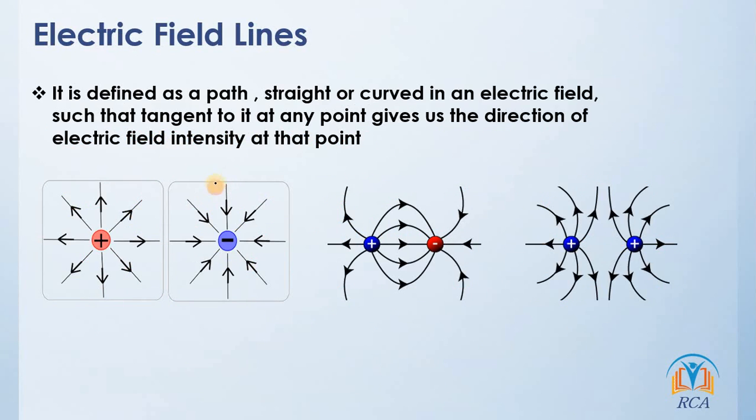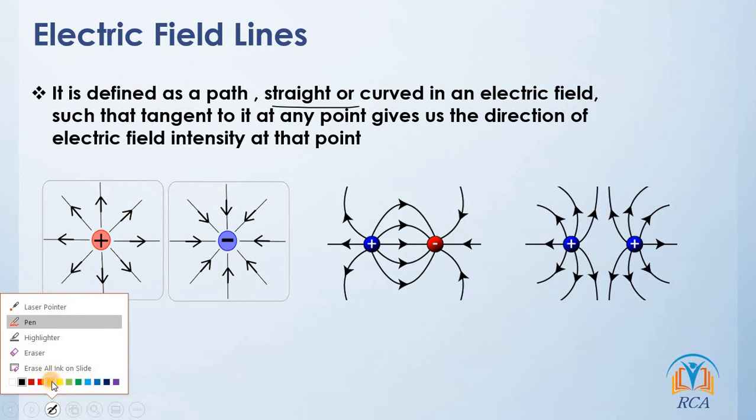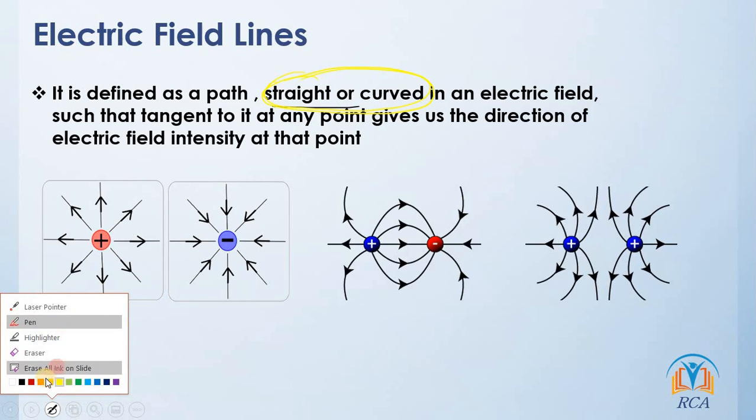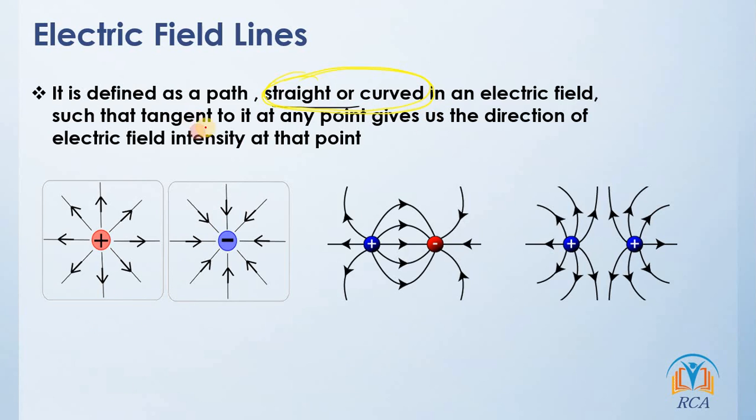Then the last thing that we have: electric field lines and their properties. What are electric field lines? It is defined as a path, and the path can be straight or it can be curved as well. It can be absolutely anything, and it is such that the tangent to it at any point will give you the direction of the electric field intensity at that point.